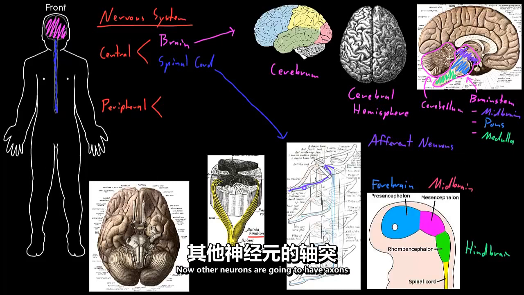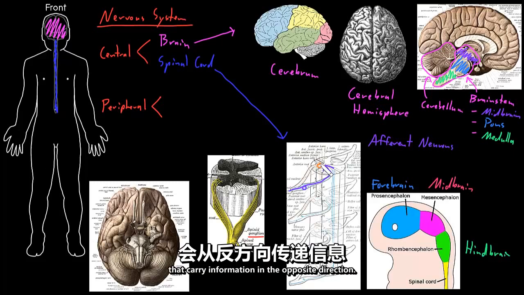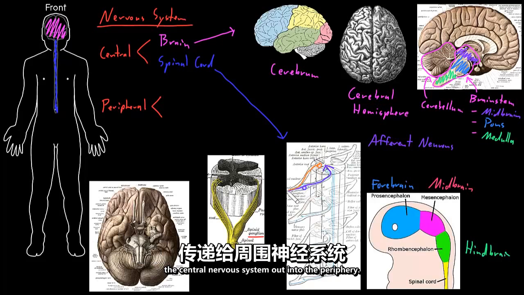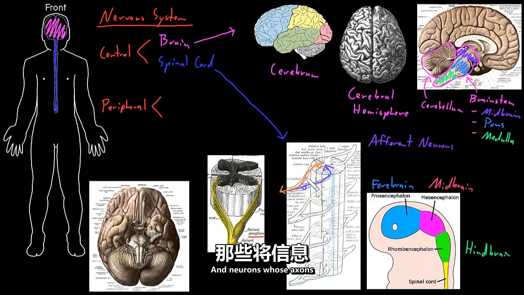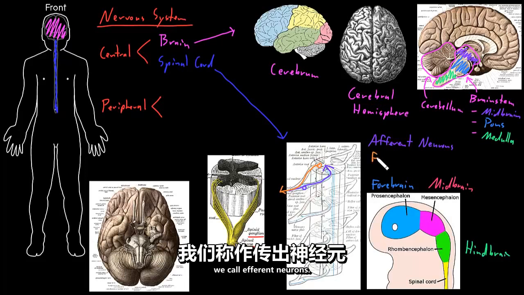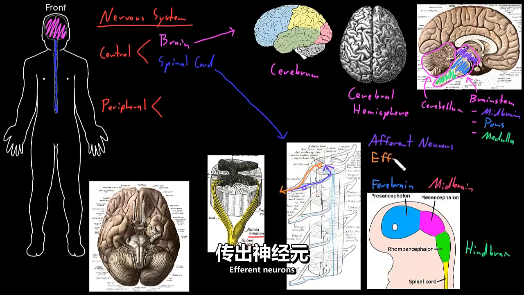Now other neurons are going to have axons that carry information in the opposite direction. So they're going to carry information away from the central nervous system out into the periphery. And neurons whose axons carry information away from the central nervous system, we call efferent neurons.